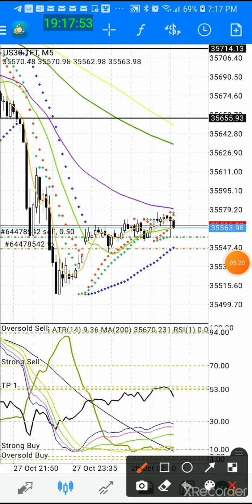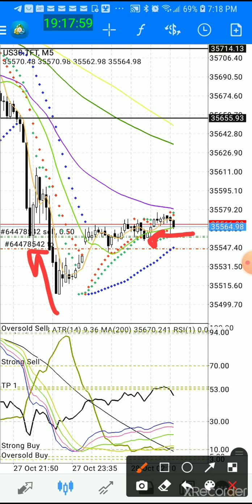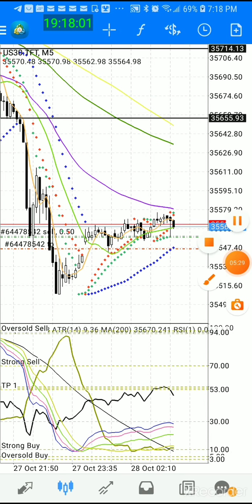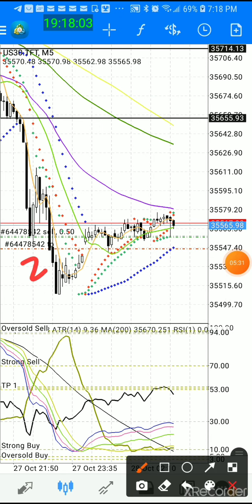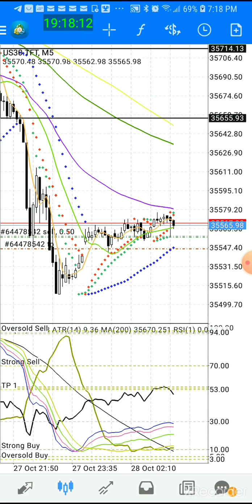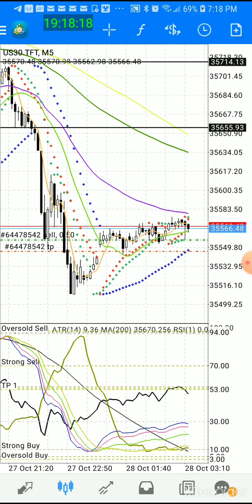Again, my take profit level becomes my most rejected level. My entry was here, so it couldn't be there. That would have been 1, that would have been 2, this would be 3, this would be 4. All right, 2, 3, 4. You get it? I hope you get it. So that's where we're at right now.